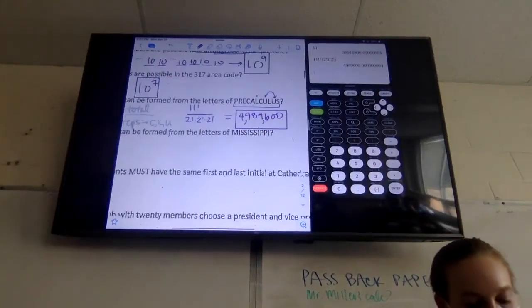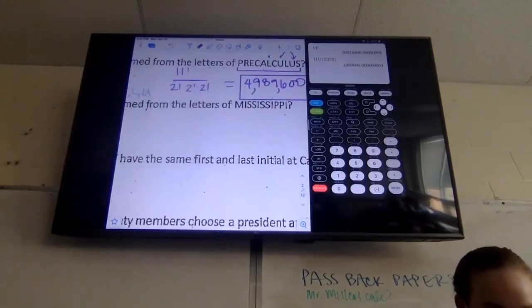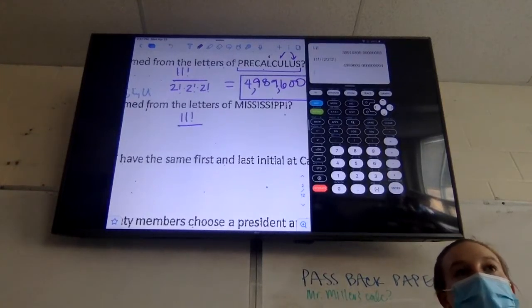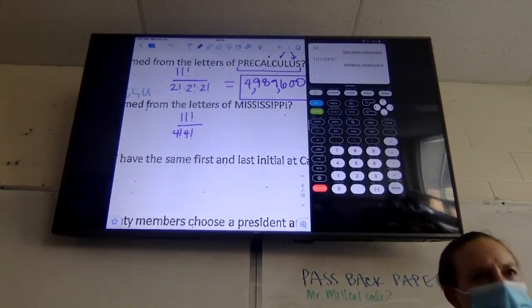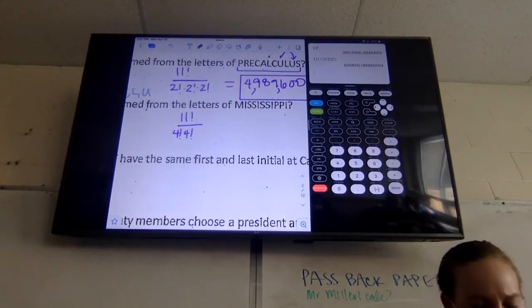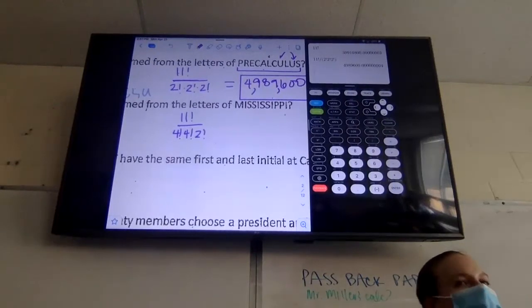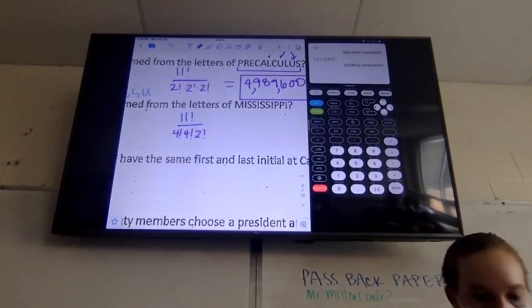All right, let's do the same idea with the letters of Mississippi. How many letters of Mississippi do I have? It's 11 again. Okay. What repeats do I have? How many times does S repeat? 4. How many times does I repeat? 4. Any other repeats? P. How many times does P repeat? 2. So I've got to divide off by 4 factorial and 4 factorial and 2 factorial. I've got to divide by all of those things.